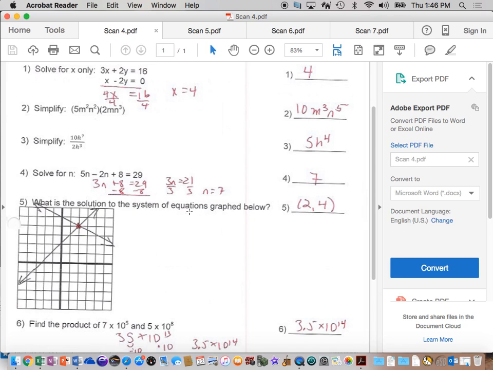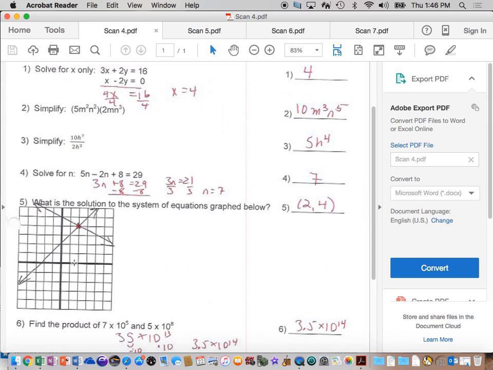The coordinates of the point of intersection is just the coordinates where they cross. So I look for the x, which is 2, and I look for the y, which is 4. Okay? The y is 4, because look, up on the y-axis, 1, 2, 3, 4. The x is down here, which is 2. So the coordinate where they meet is 2, 4. Okay? So whenever they ask you for the point of the system of equations, the answer, you just look for the coordinates where they cross.